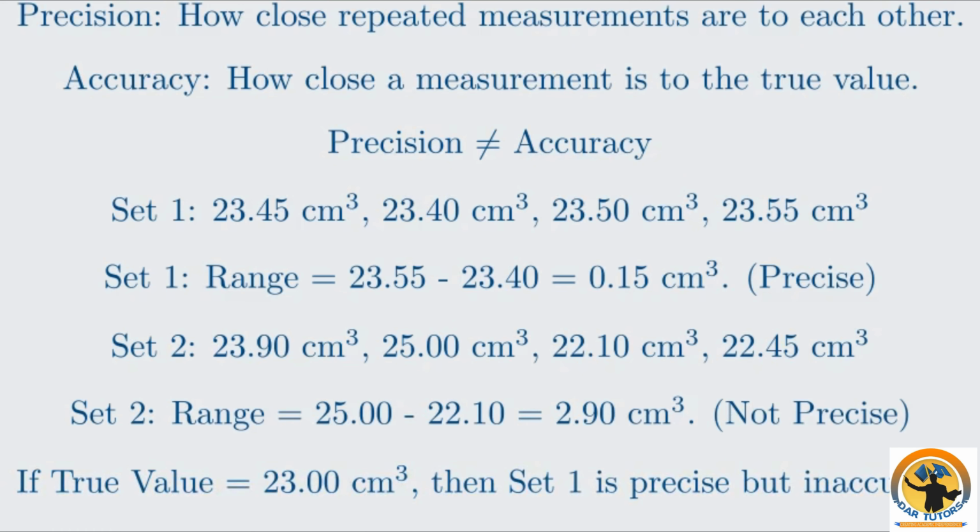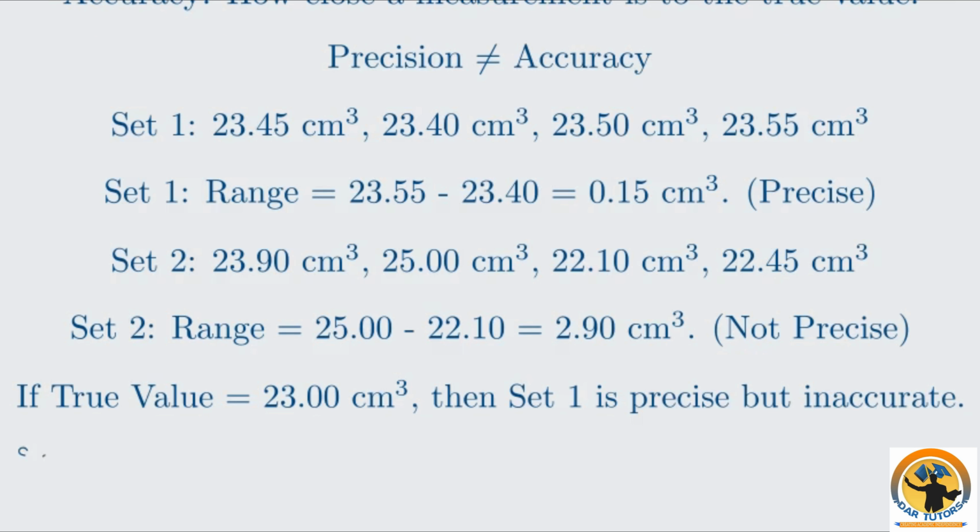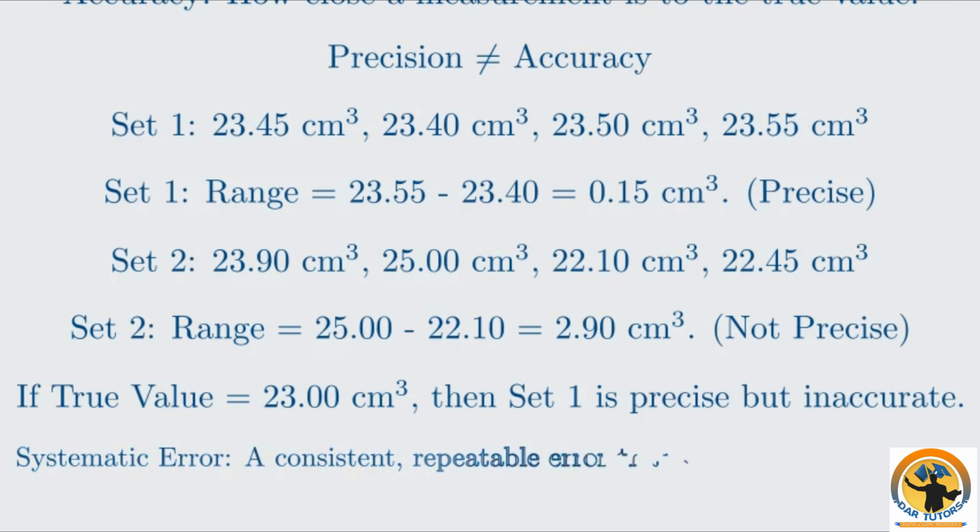The consistent difference between the precise measurements and the true value is called a systematic error. This can happen if an instrument is not calibrated correctly, like a thermometer that always reads 4 degrees too low. A systematic error is a consistent, repeatable error that affects all measurements in the same way.